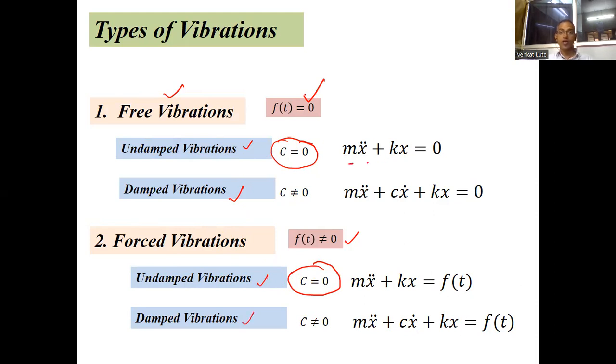So accordingly, I wrote here the equations of motion. m x double dot plus k x equal to 0 is undamped free vibration, and this is damped free vibration. Damping means this term is there. Here, external force is there, so we call it forced vibration, and that external force is also a function of time.